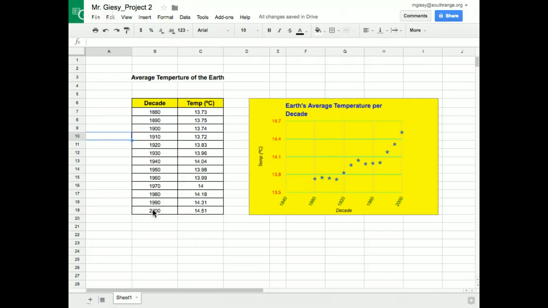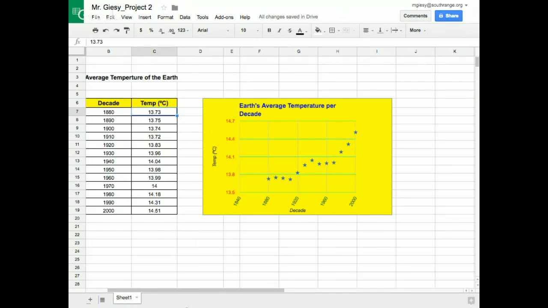On the left, that's your control stuff. Numbers, letters, you can put that stuff on the left. On the right is your data. And when you write data, it has to be just the number. So this is 13.73 Celsius. I can't write Celsius in this box or your chart won't work. It has to be a number.